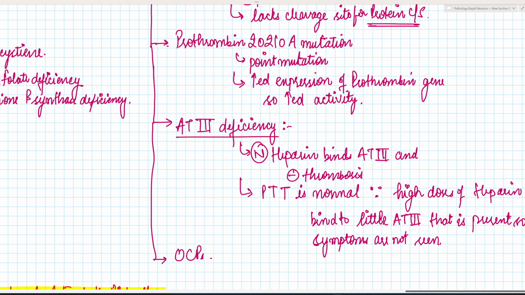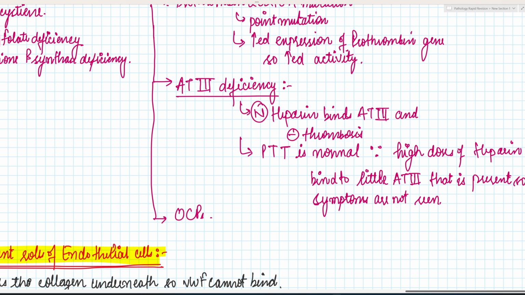But what happens is, in this disorder, if we check the laboratory findings, we see the PTT stays normal. This is because when high doses or pharmacological doses of heparin are given, they bind to a very small amount of antithrombin 3 that is left in the circulation, and that causes PTT to stay normal. But remember, we have to give high doses of heparin in order for the anticoagulation function to take place.